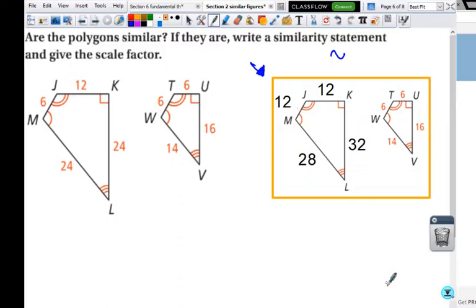I'll give you another minute or so. Tell me, is it similar, yes or no? And then if it is similar, give me the similarity statement, which has the squiggly, and give me the scale factor.